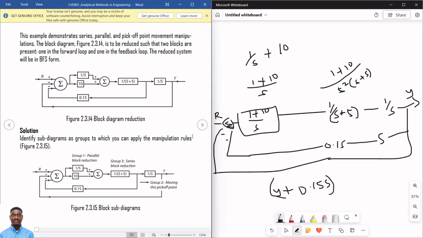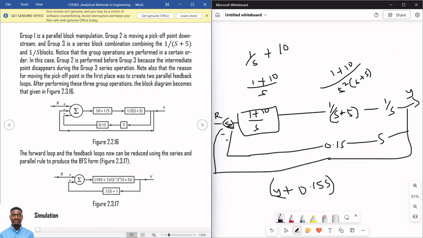So if we go to this, that's what we are having here. This, 0.15s plus 1. So if I factorize my y out, that'll be 1 plus 0.15s. So we have here as the feedback. Then also s squared, s plus 5.